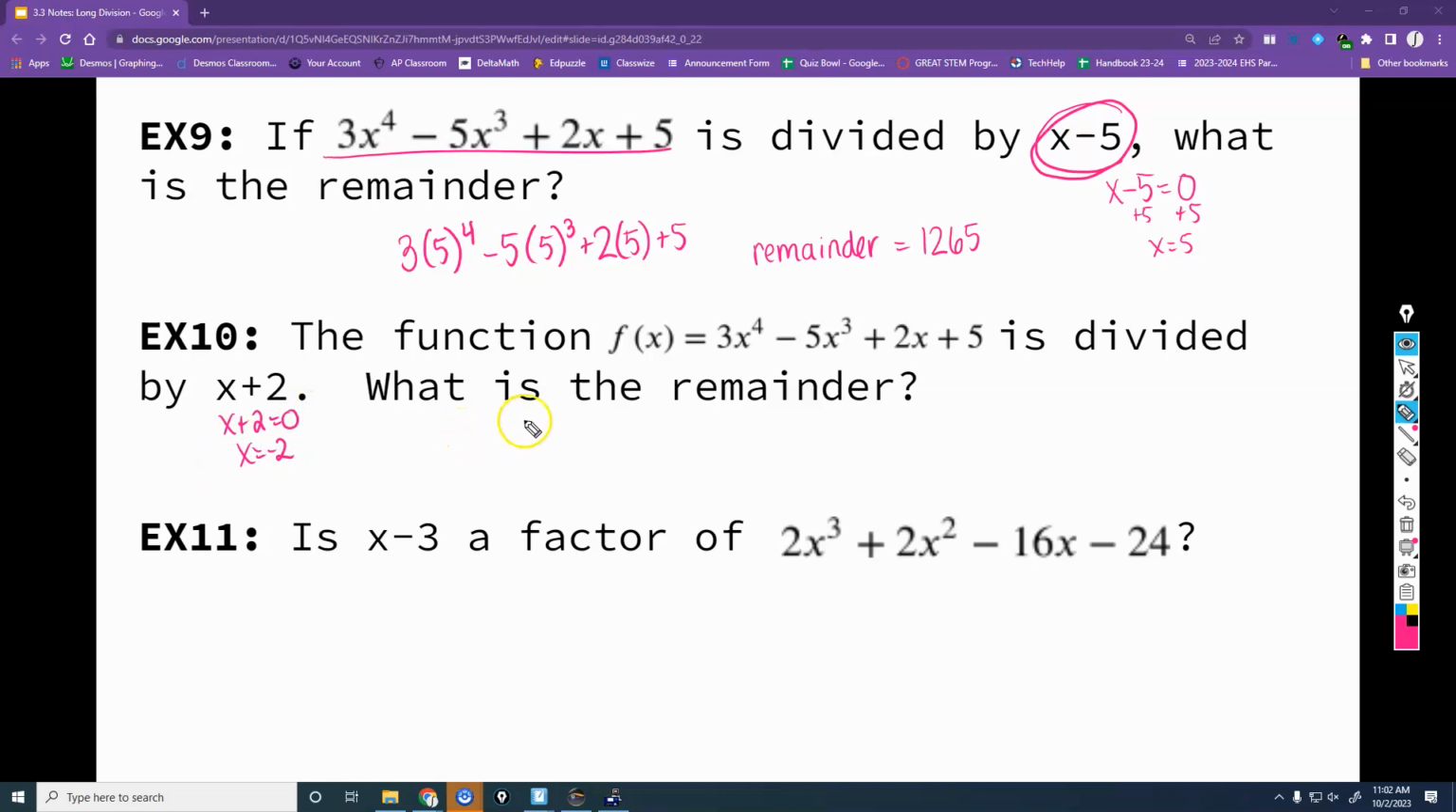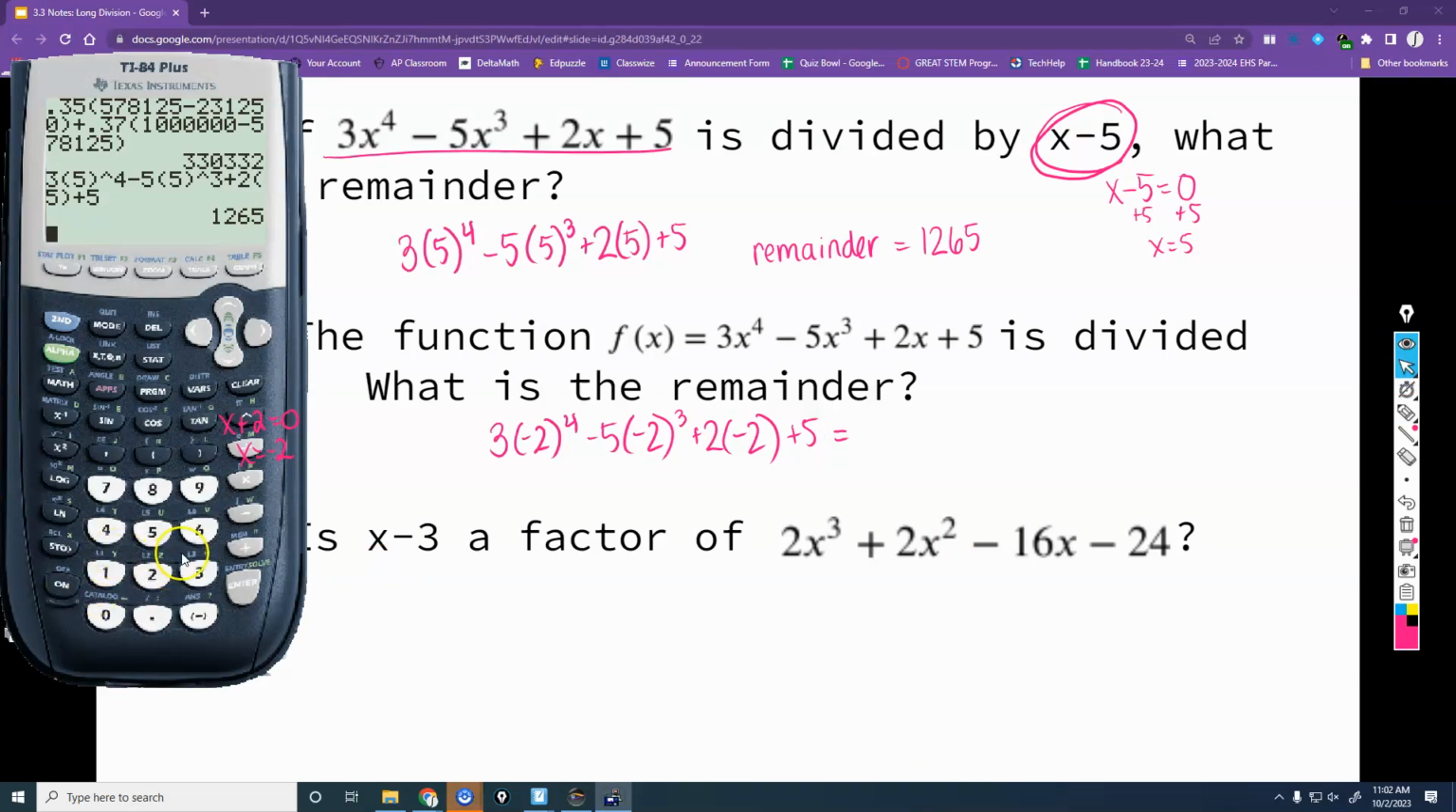So if I do 3 times -2 to the 4th minus 5 times -2 cubed plus 2 times -2 plus 5, we can type that into our calculator. To the 4th. 89. Let's make sure I get the same thing.